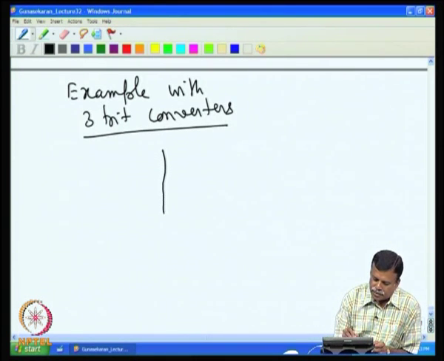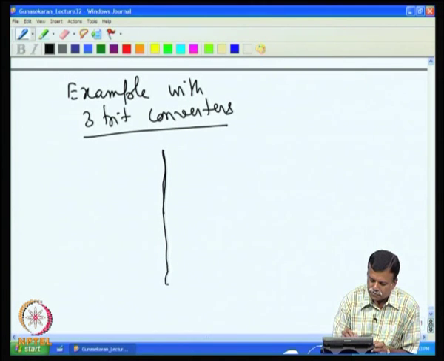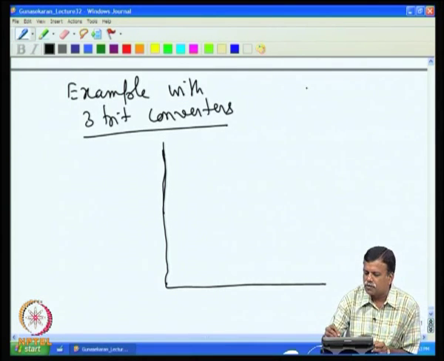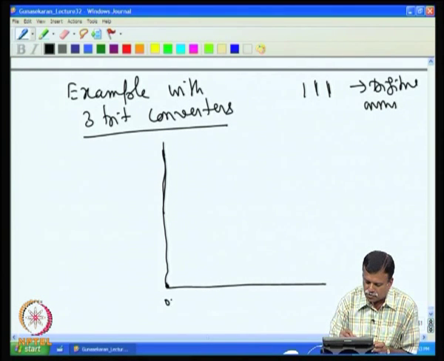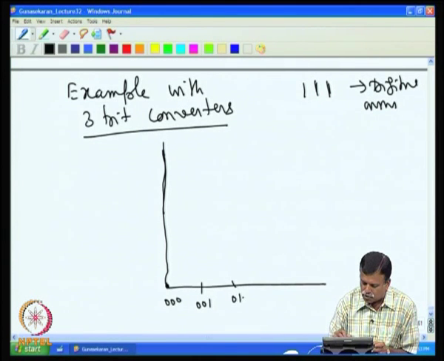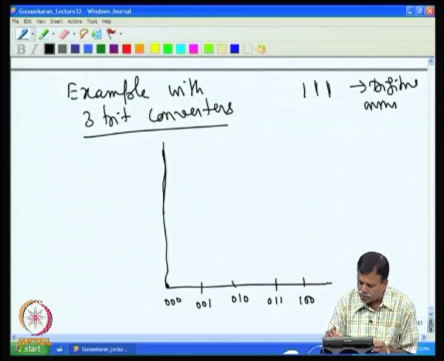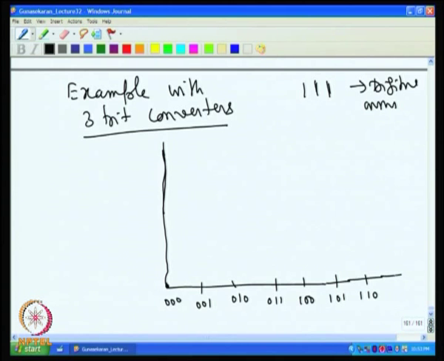Now, if I take a 3 bit converter, which will have 1 1 1 as its final digital output, I start from 0 0 0, then the next code would be 0 0 1, then 0 1 0, then 0 1 1, then 1 0 0, then 1 0 1, then 1 1 0, and the final one will be 1 1 1, that is the last one.